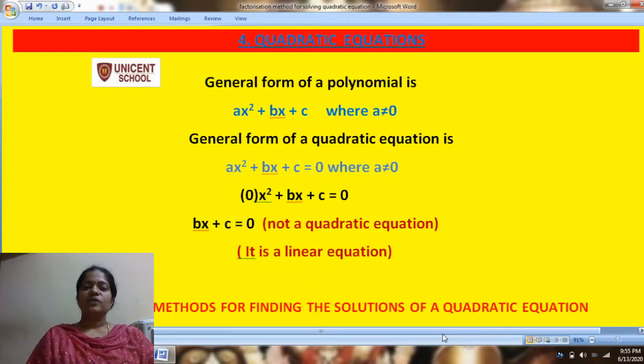Hello children, today we are going to discuss quadratic equations. Before we start discussing quadratic equations, let us revise once about polynomials.